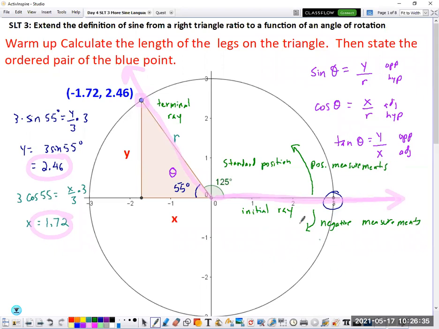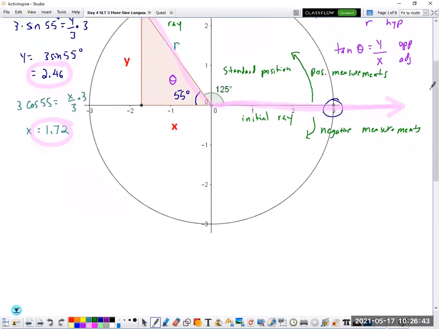All right, so this is what I want you to think about. We got space at the bottom of this page, right? There's some nice white space down there. We're not going to waste that. We're going to sketch a few angles in standard position. So here's the first one we're going to do: 200 degrees. We're going to sketch 200 degrees in standard position.